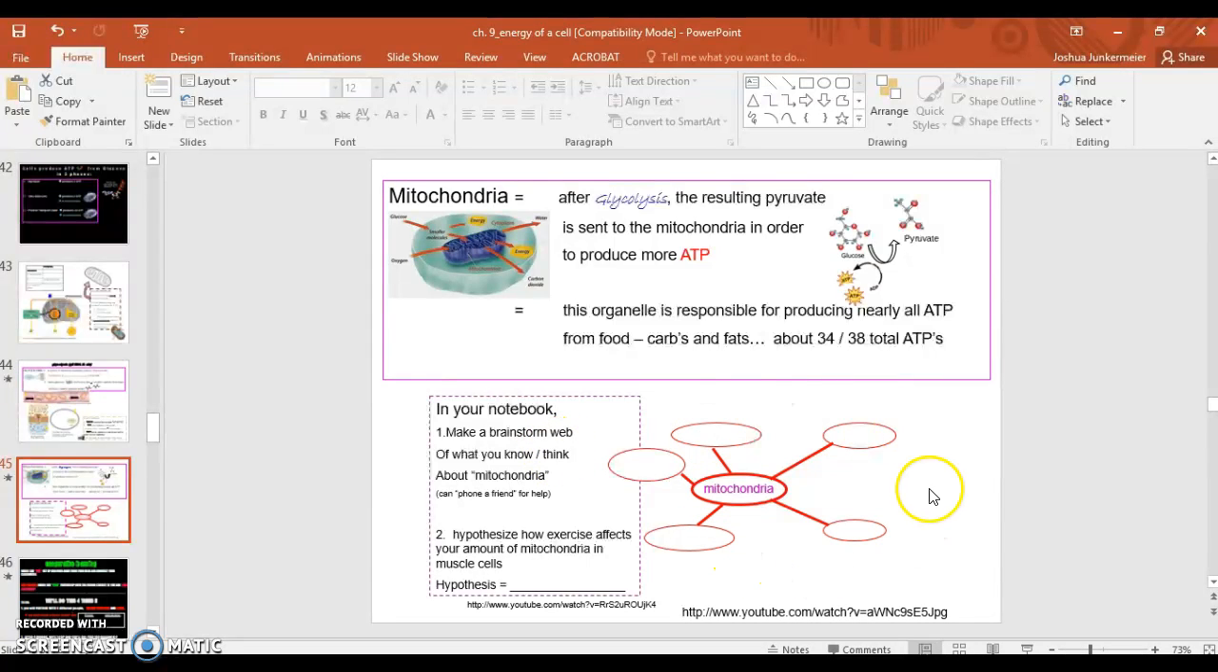All right, so first thing is do a brainstorm web and list and tell me 5 things that come to mind when you think of the mitochondria. The next is how do you think exercise affects the amount of mitochondria in your muscle cells? Mitochondria amount can change based on your lifestyle. How do you think exercise affects the number or amount of mitochondria in your muscle cells? So you generate a hypothesis. Hypothesis equals, again in your notebook, I think this.